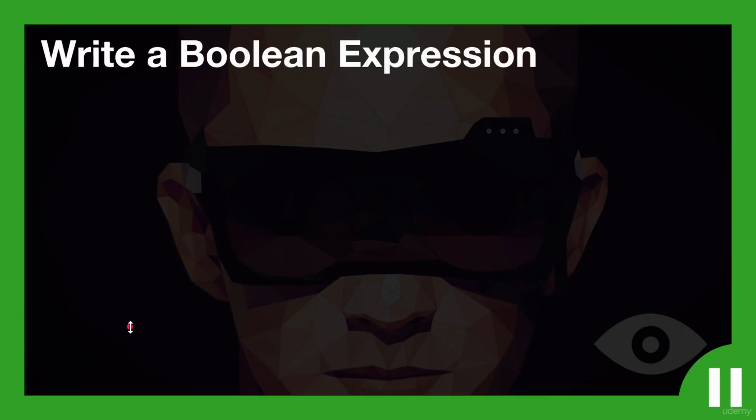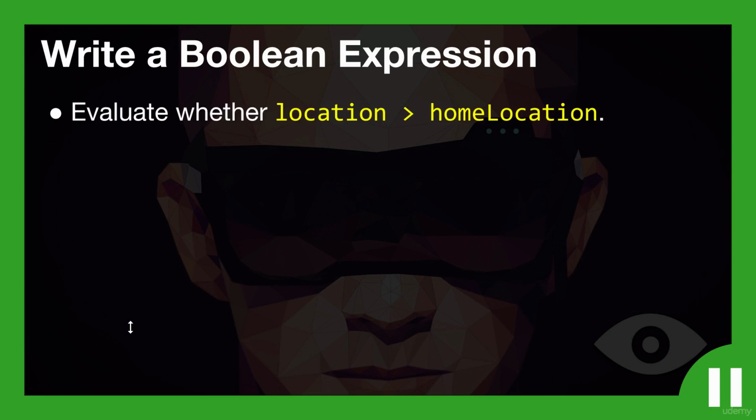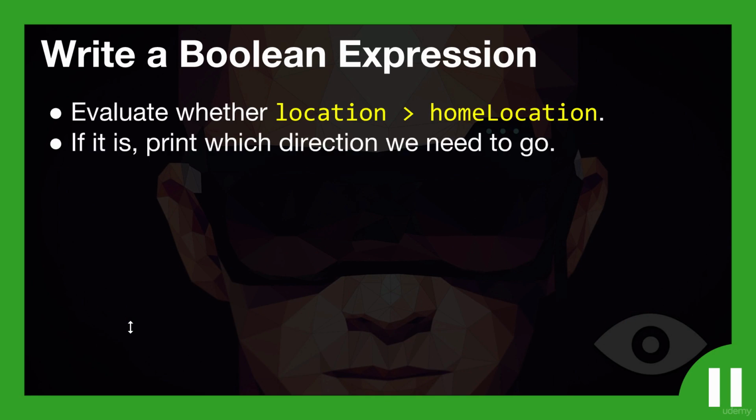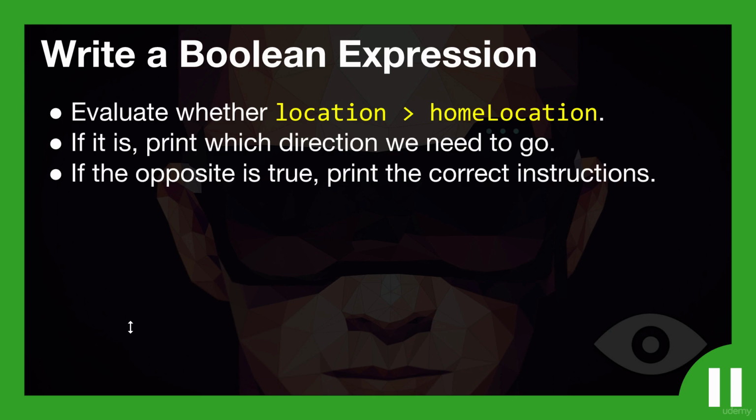So time for you to write your own Boolean expression. I'd like you to evaluate whether the location is greater than the home location, because in this case, what we need to give as a direction is that they need to go backwards, basically, in order to get home. However, if the opposite is true, then I would like you to print the correct instructions as well. So pause the video and have a go at applying your knowledge of Booleans and if statements to this problem.